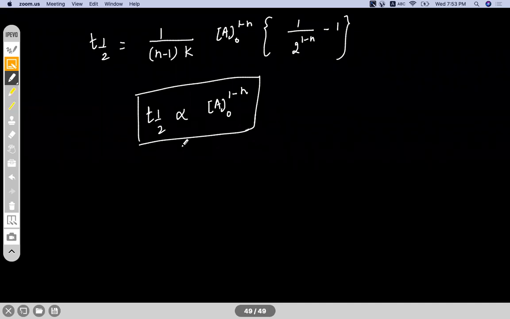This is the expression we have here. You can see it is valid for any value of n. Not important, but we have this relation. Okay, this is the nth order kinetics.